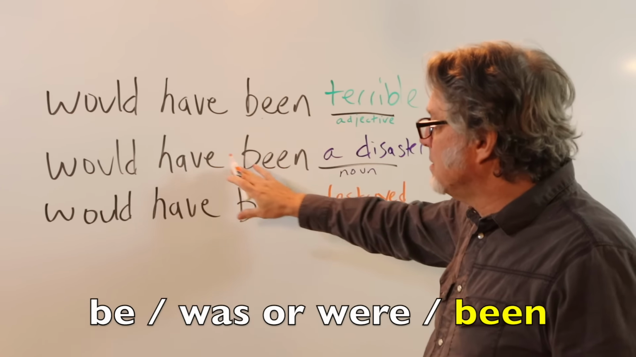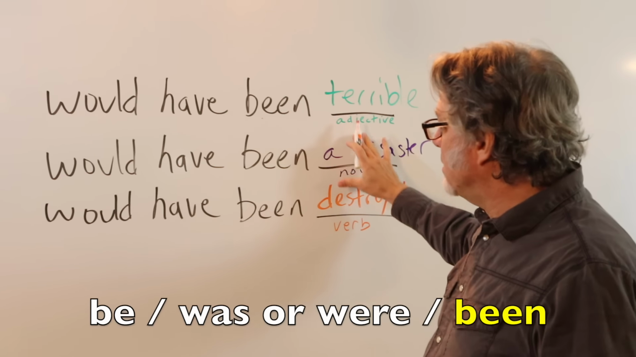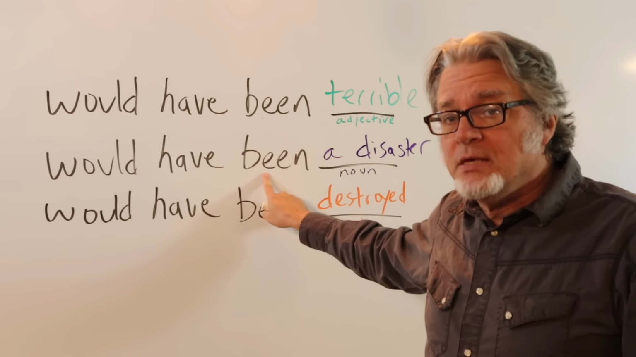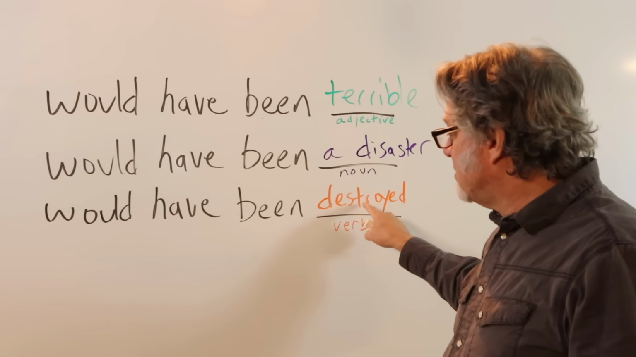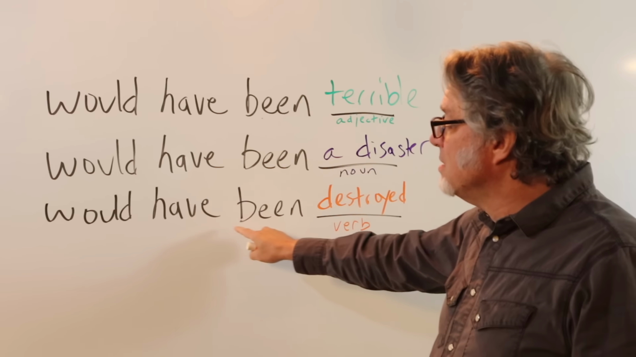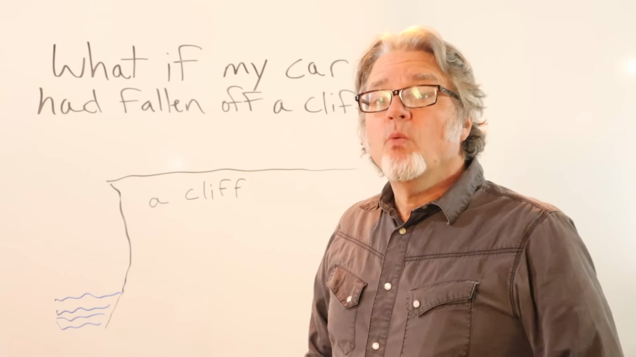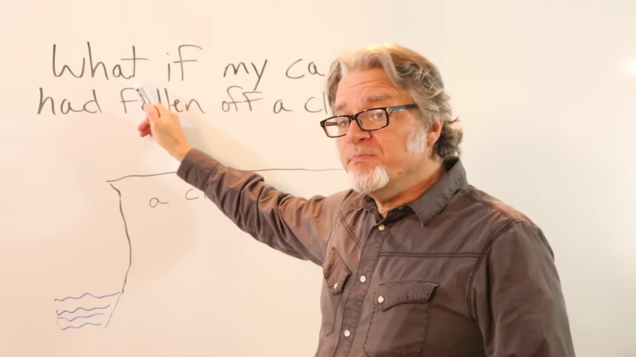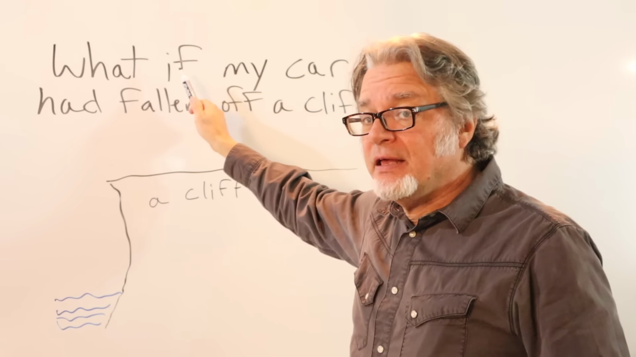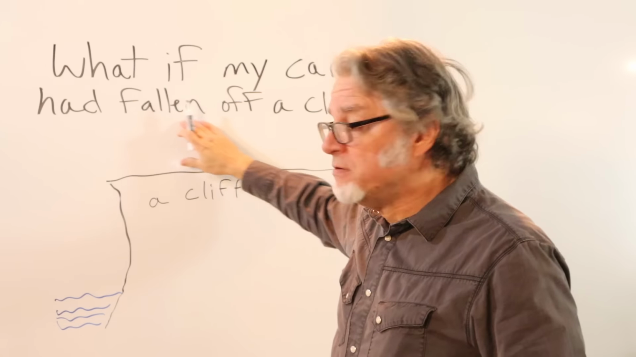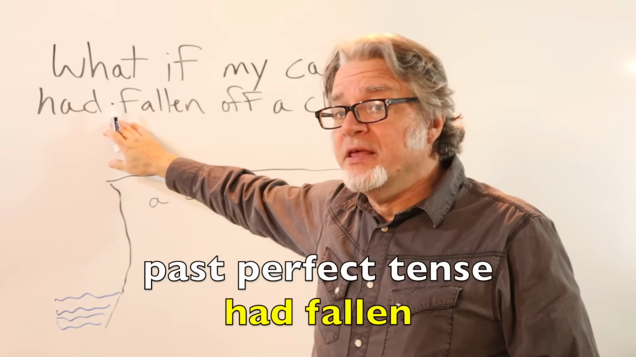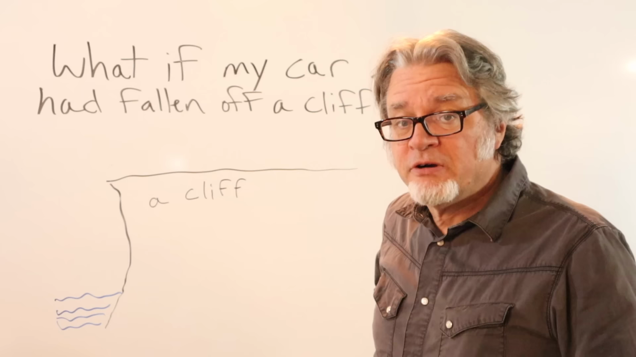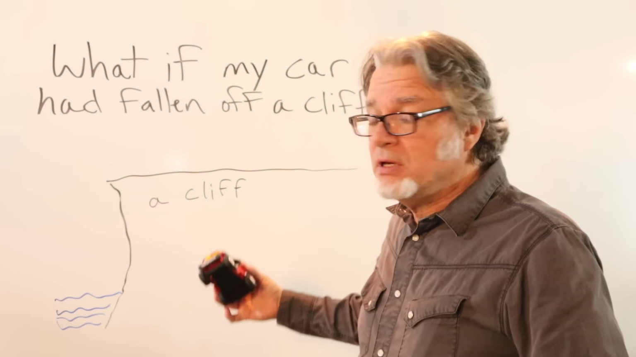In these two situations, the main verb is be. Would have been here and here with an adjective or a noun. The main verb is be. Over here, the main verb follows would have been. When asking questions about past possibility, you can begin with what if, and then here after the subject is a verb in the past perfect tense.